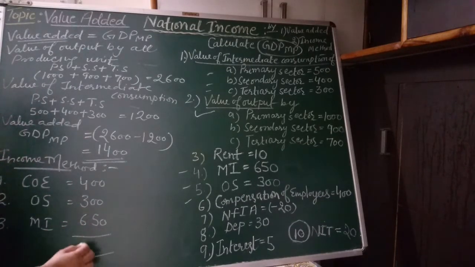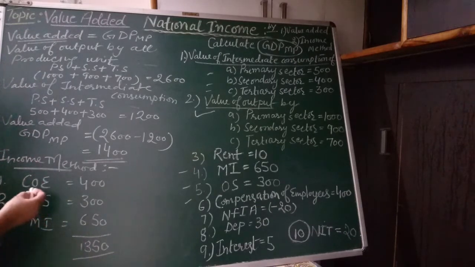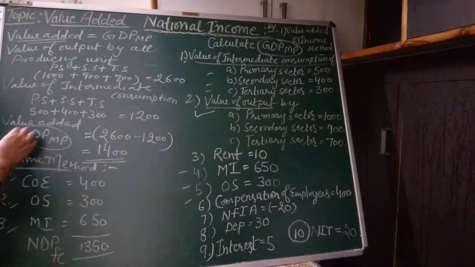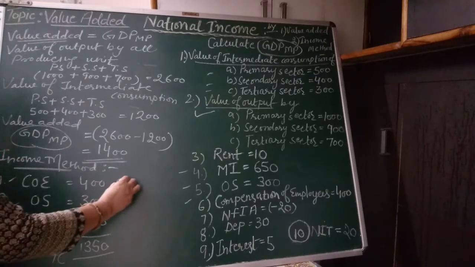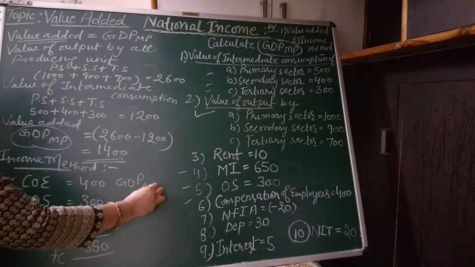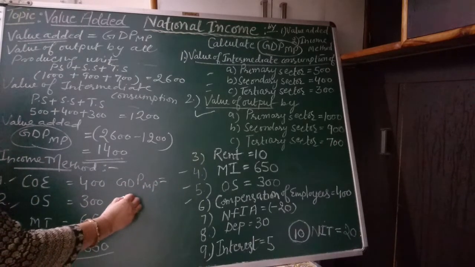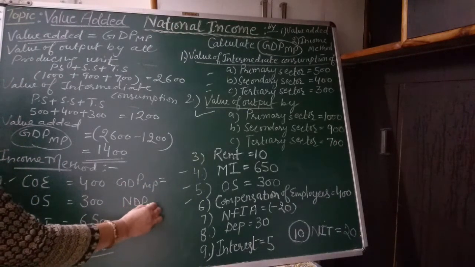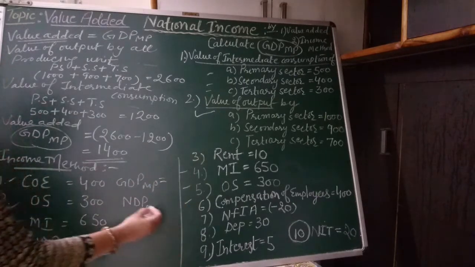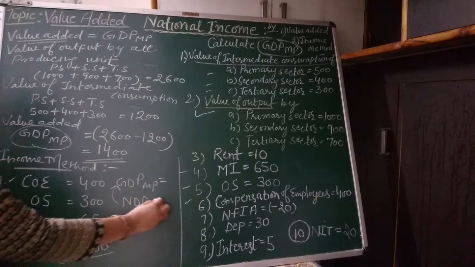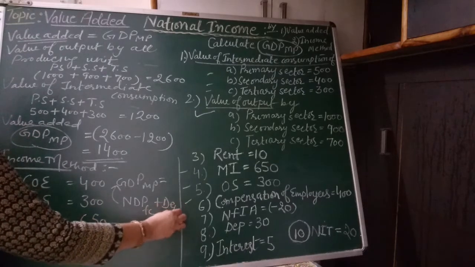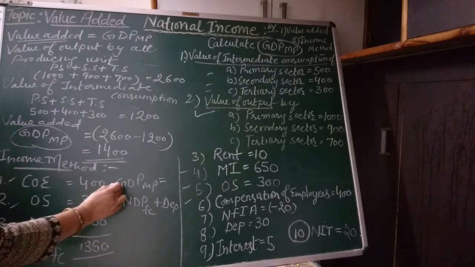This is equivalent to 1350, and we know that by the summation of compensation of employees, operating surplus and mixed income, we get NDP at FC. Now we have to calculate GDP at MP. For the calculation of GDP at MP, we have calculated NDP at FC. If we add depreciation to this net value, then we can calculate gross values.